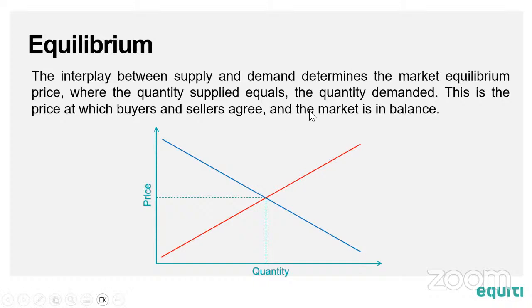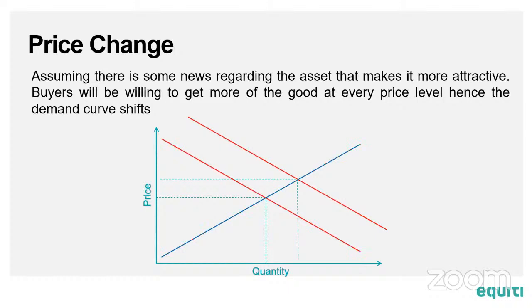The interplay between supply and demand determines the market equilibrium. This is the price at which buyers and sellers agree and the market is in balance. And you will see instances of this on the chart. Okay, moving on. Assuming there is some news regarding the asset that makes it more attractive, buyers will be willing to get more of the good at every price level. Hence, the demand curve shifts.